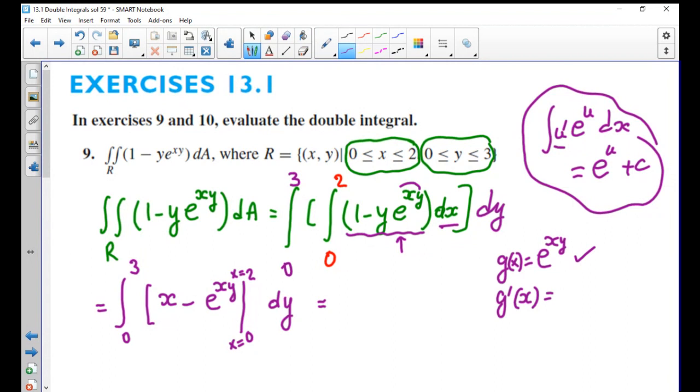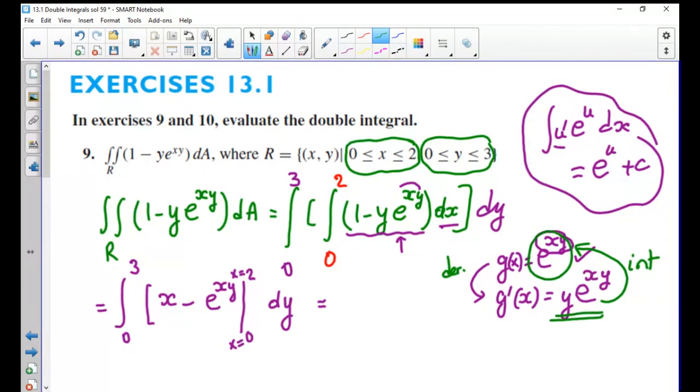Not multiplied by x, multiplied by y. Yes, it's going to be y. The derivative of this with respect to x is y, so it's going to be y e^(xy). So this is g, this is g dash. If you integrate this, you get this. This is the derivative, this is the integral. So if you integrate this function, you will get this one. This is why we are putting e^(xy) here.